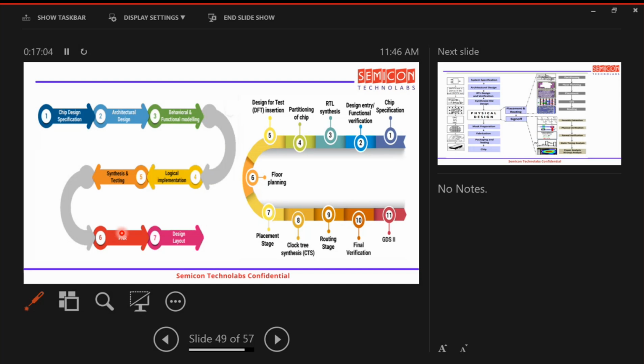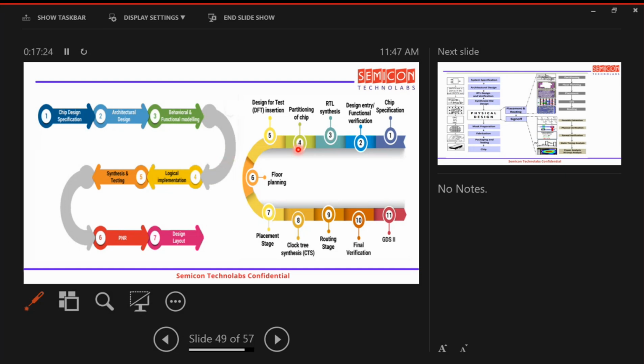Then we do physical design. And inside physical design, we complete all the steps all the way from floor plan till routing, and finally the layout is sent to fabrication. Similarly, the chip specification goes again through verification, RTL synthesis. This is just a detailed version of the image on the left hand side.